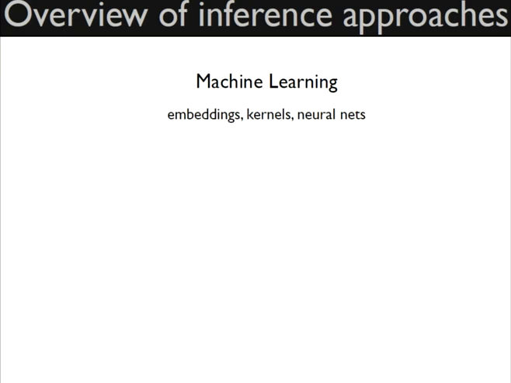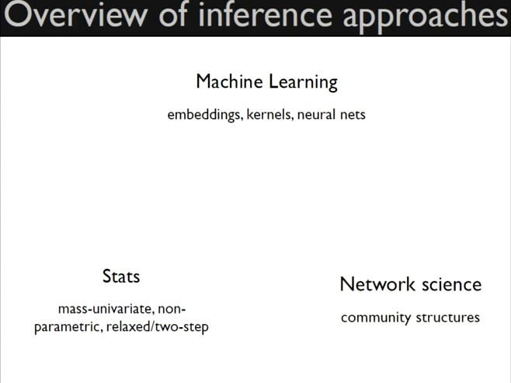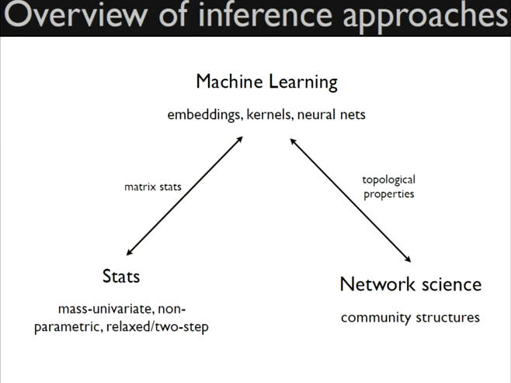You could do machine learning. That's what this talk is about; I'll come back to that. You could do statistics, but you cannot do the classical statistics. You have to adapt to the graph structure. Or you could do network science, and you can typically be interested in community structures. So these approaches don't live in isolation. You have links between the two. This is somewhat arbitrary distinction. Nevertheless, I think it's useful conceptually.